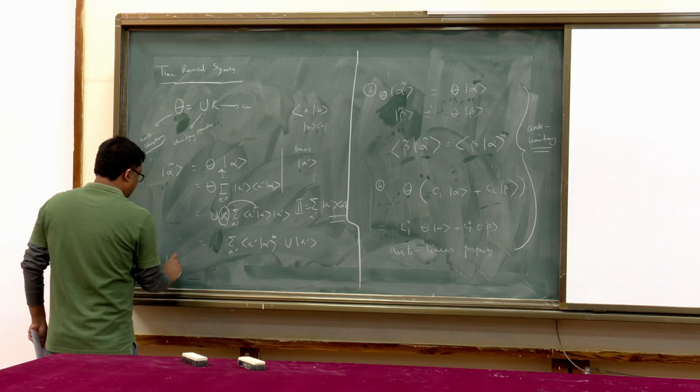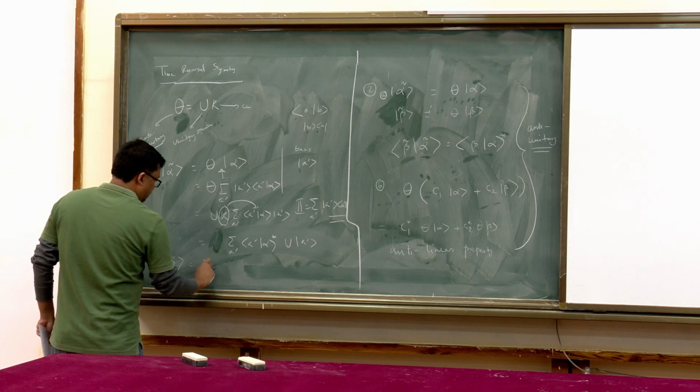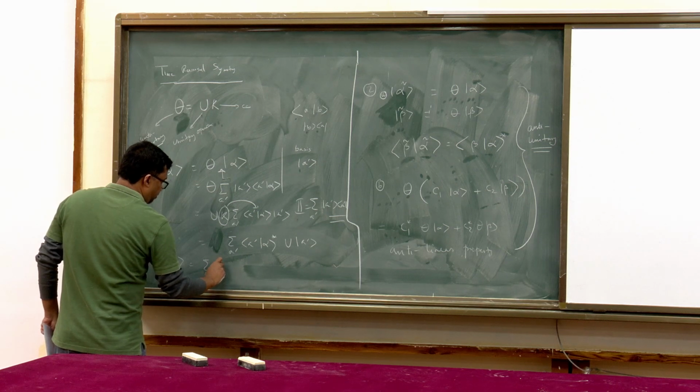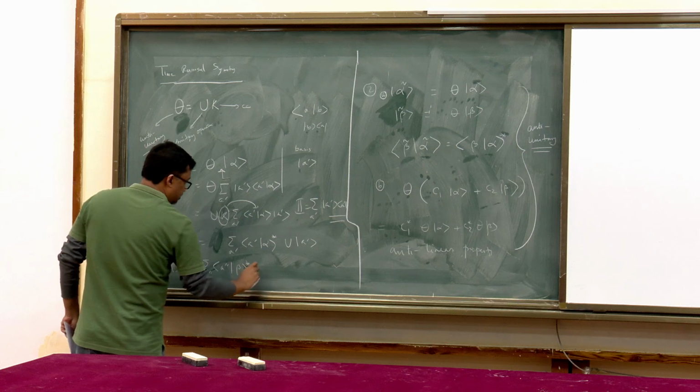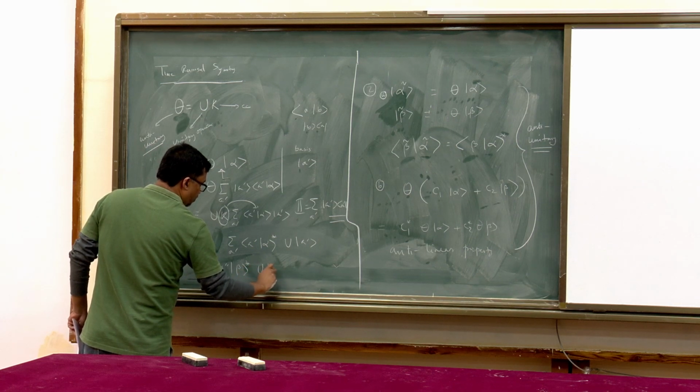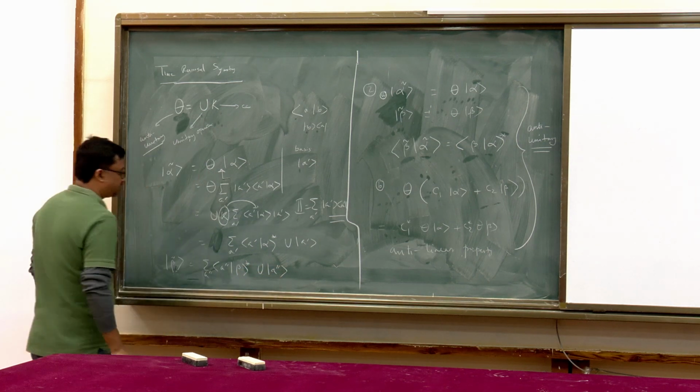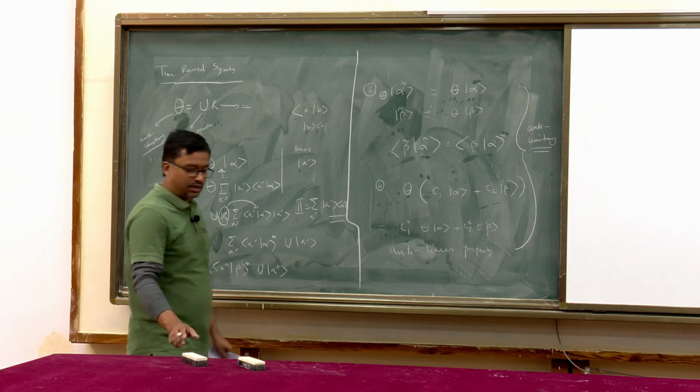Similarly, let us do beta, sum over A double prime, beta star u over A double prime.